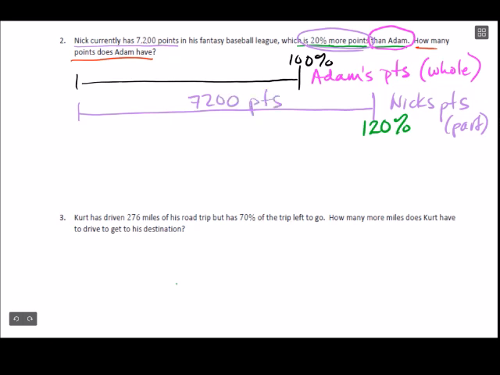And what are we trying to find out? We are trying to find out how many points Adam has. So we use our percent equation. Part equals percent times whole. Our part is Nick.